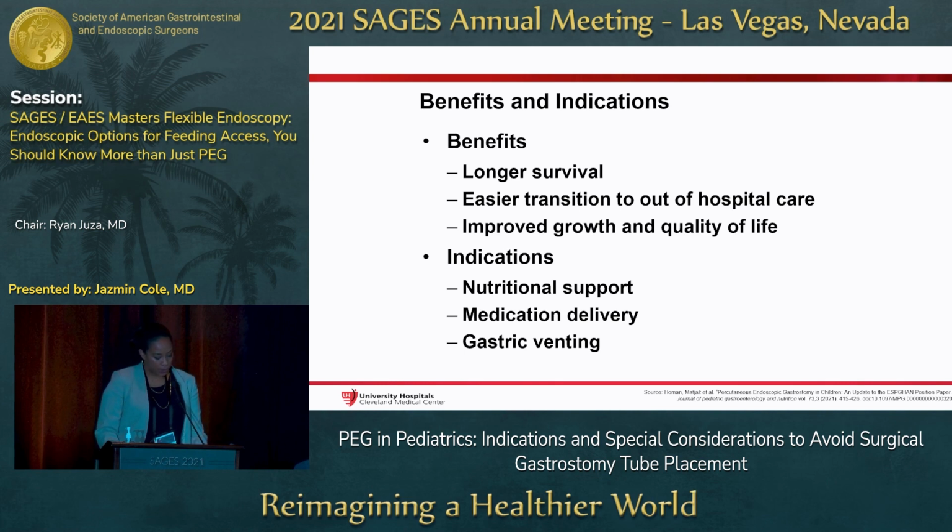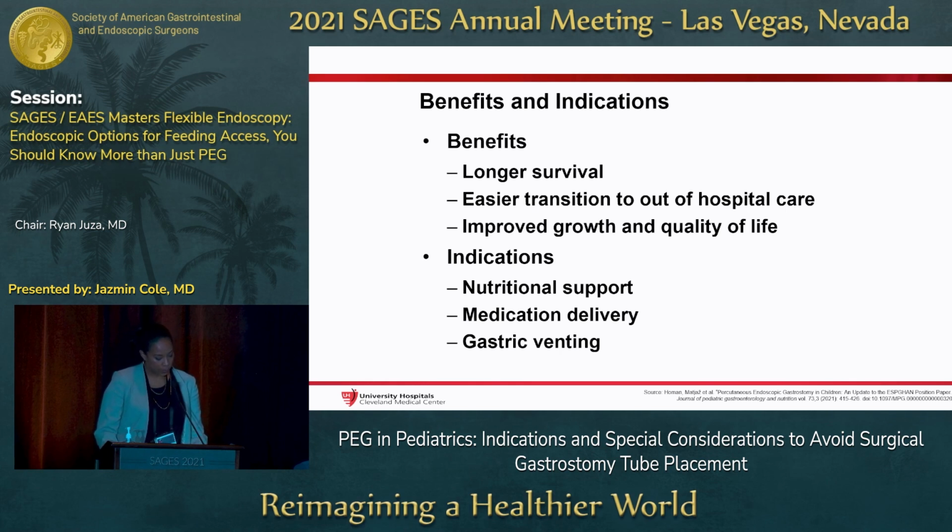Gastrostomy tube placement is one of the most common procedures performed in children. The most common indication is for nutritional support, for example, in children with failure to thrive, with short gut, with oral malformations like a cleft palate, or with metabolic diseases and specific nutritional needs. Other indications include the need for medication delivery or for gastric venting, like in patients with muscular dystrophies or those at high risk of aspiration.